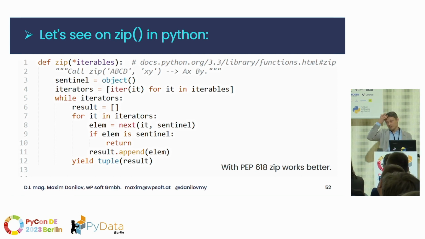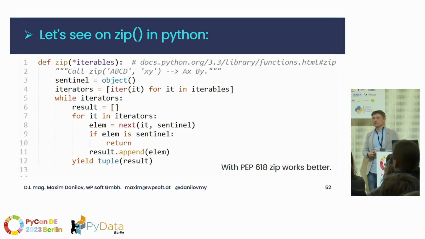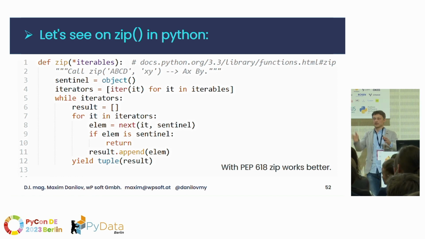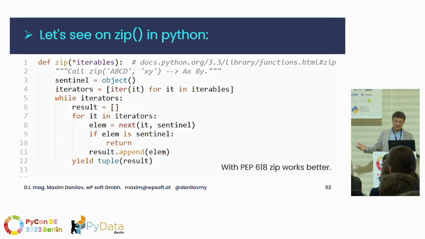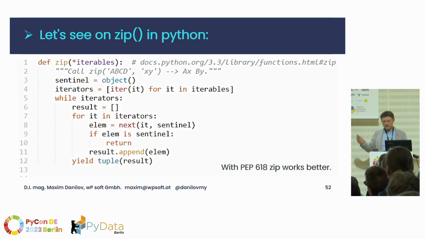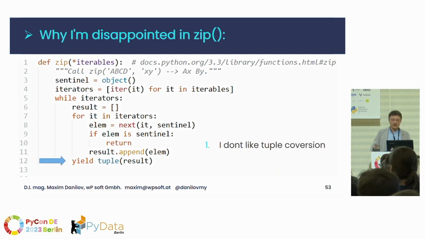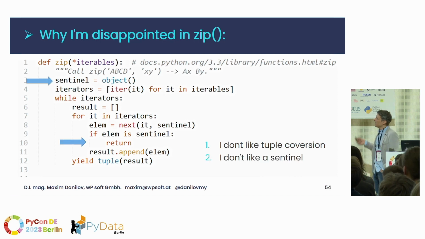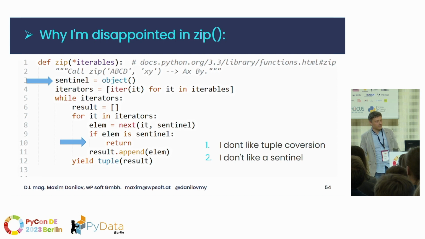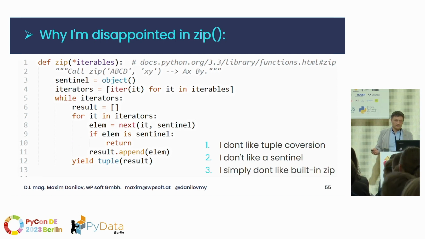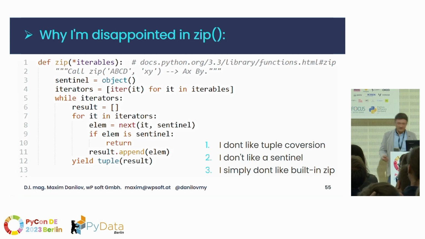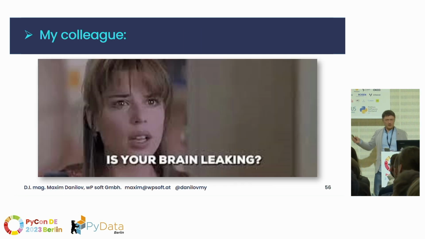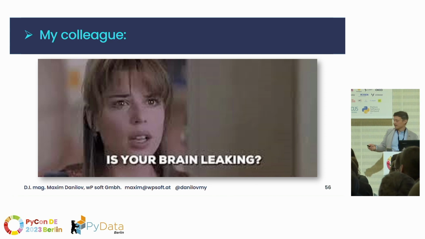Let's look at the zip implementation in Python. This implementation can help us transform a matrix. This implementation with the new PEP works better in Python. And what is the problem there? Of course, I don't like the tuple conversion at the end. Second, I don't like the sentinel declaration in this code. And I simply don't like the built-in zip in Python. My colleagues ask, what? And I can answer.